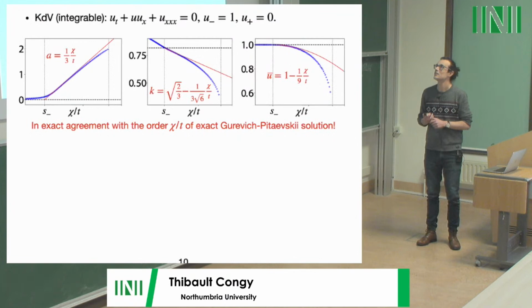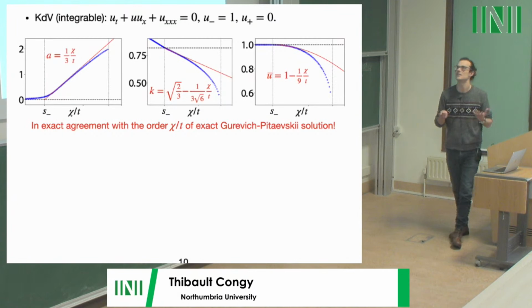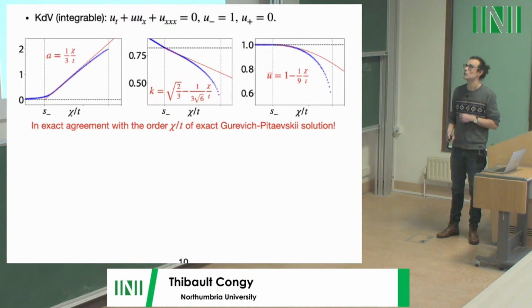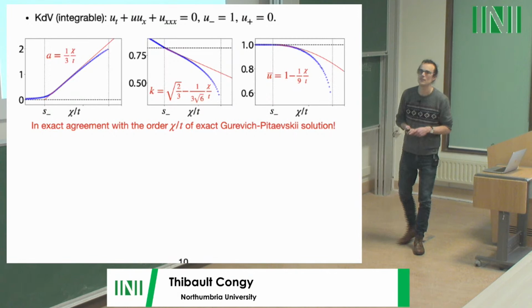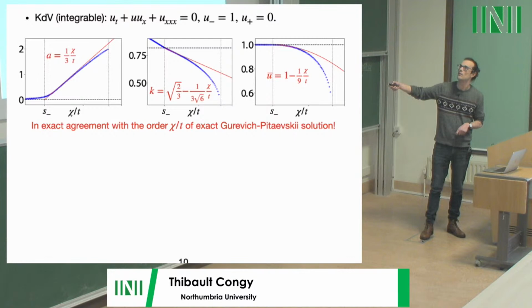So this is a comparison for KdV. KdV is integrable, so it's a little bit overkill because we already know the exact solution, but we use KdV here as a model to compare to the exact solution. You see that for the amplitude, it's quite good. For the wave number and the mean value, close to the trailing edge it's quite good, but when you reach the solitary wave limit, it starts to deviate a lot from the exact solution. But the nice thing is that if you take the Gurevich-Pitaevskii solution and do an expansion close to the linear wave, you will find exactly this coefficient. Sorry, I forgot to specify, but we have numbers here because I chose this special initial step.